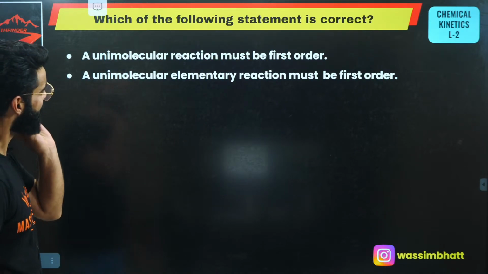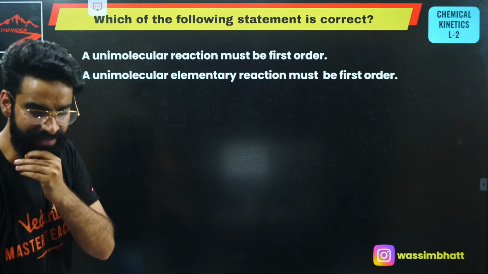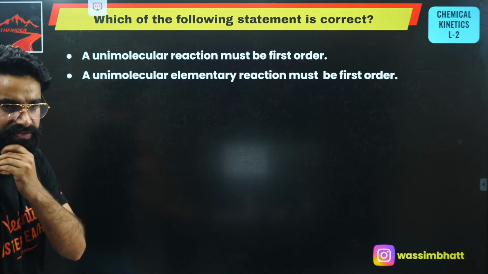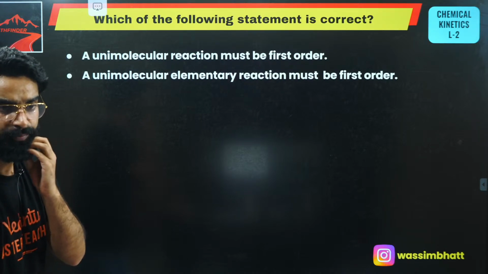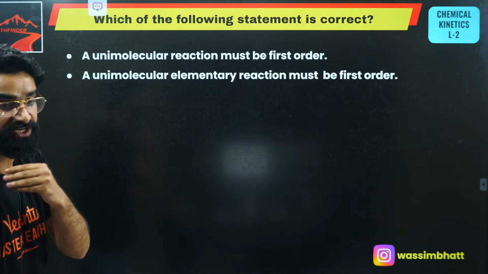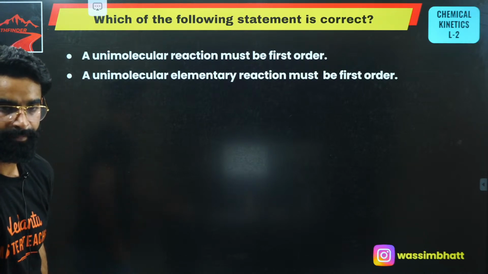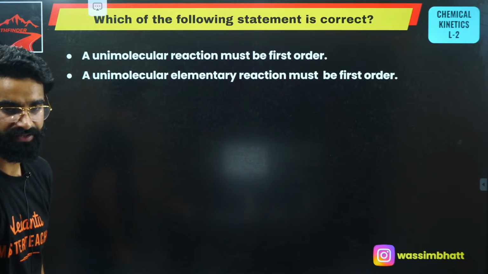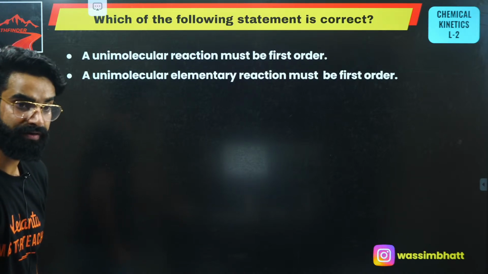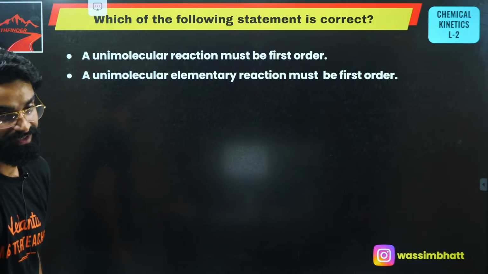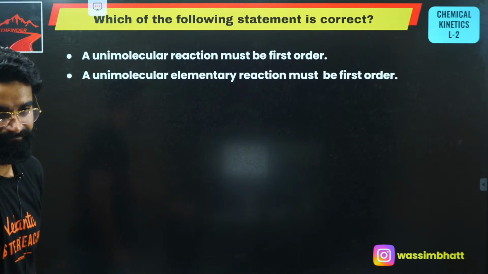Now people, can you let me know which statement is absolutely correct among the two? A unimolecular reaction must be first order. Second point says a unimolecular elementary reaction must be first order. Which statement is correct among the two?